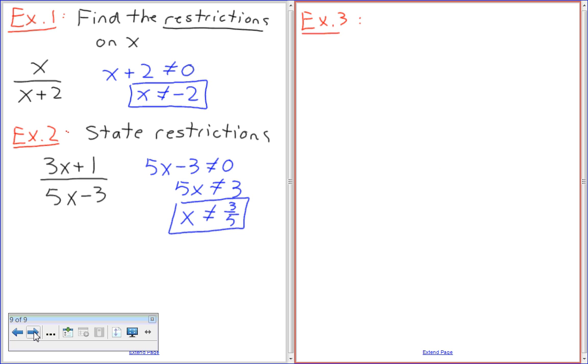Okay, solving a linear equation. No, it's not a lesson. Solving a linear equation is not a lesson. Okay. Sorry for kicking your feet there. Example 3 says state restrictions.